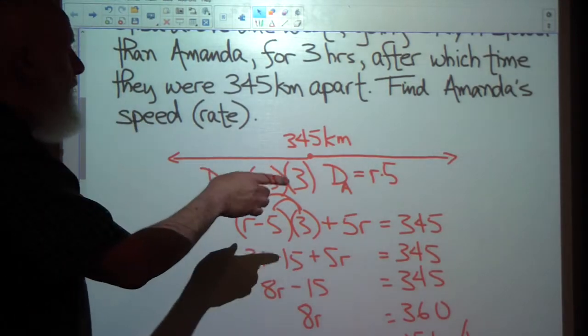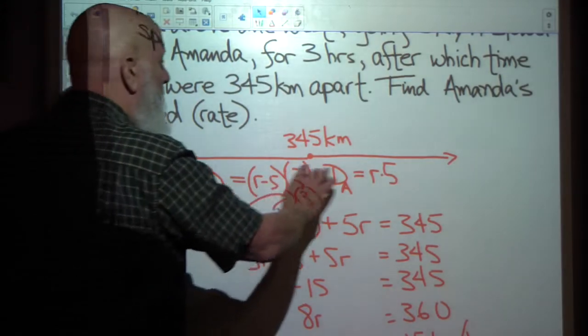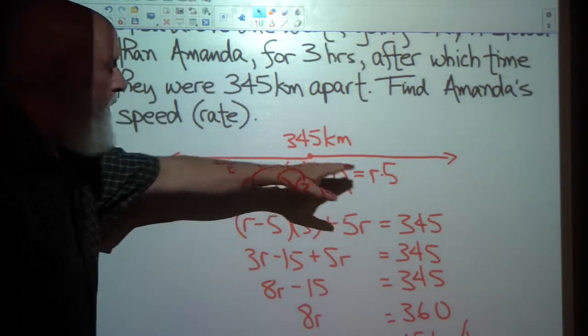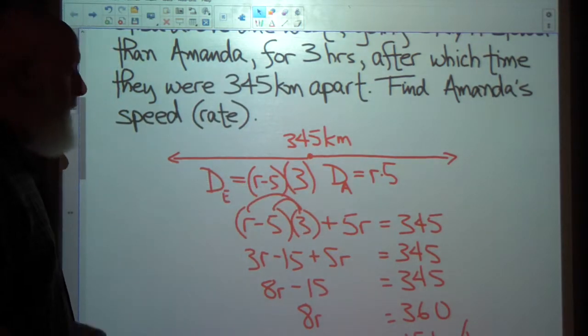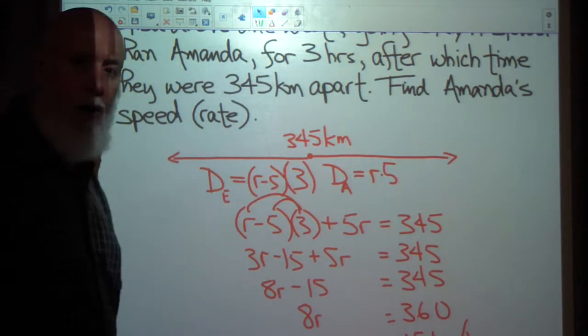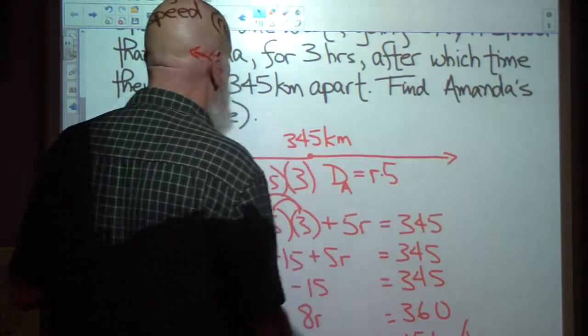If they're moving apart from each other and they give us how far apart they were, we just add the two distances together that are in variable form. Make sure we plug in everything we know into the two distance formulas and solve for the unknown. Let's take a look at another. This is if they're moving away from each other.